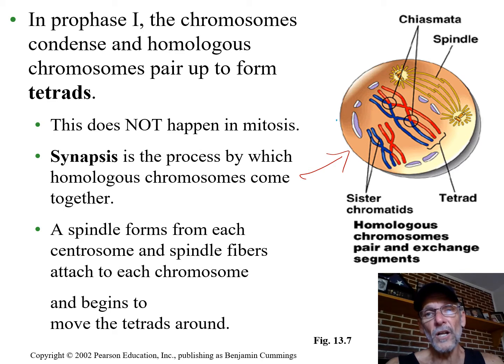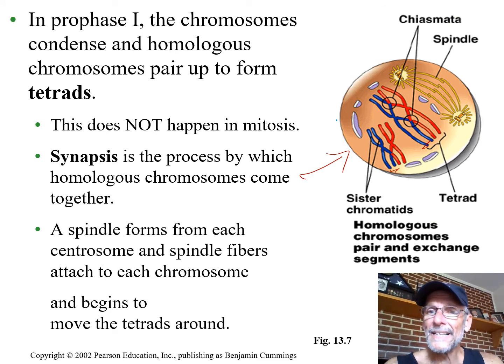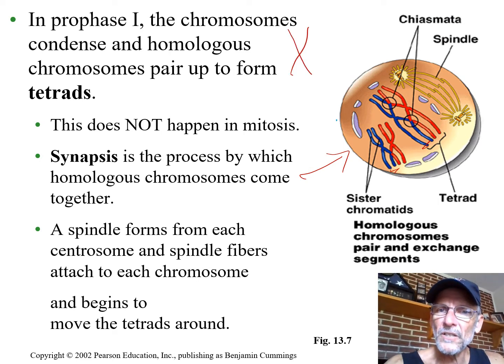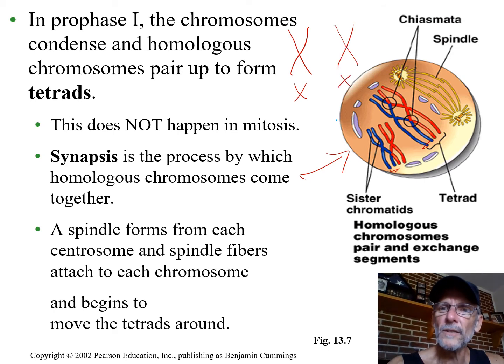Well, this cell has homologous pairs, right? It's got a pair of big ones, it's got a pair of little ones. That means this cell has two sets of chromosomes. Now they colored them for you to see that they have a blue set, a big blue one and a little blue one. What's a set? One of each kind, one big one, one little one. And they have a red set, one big one, one little one.